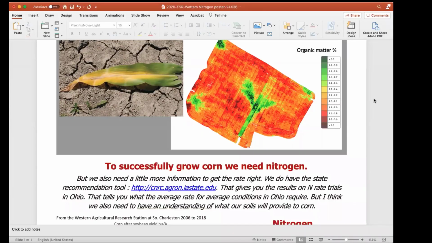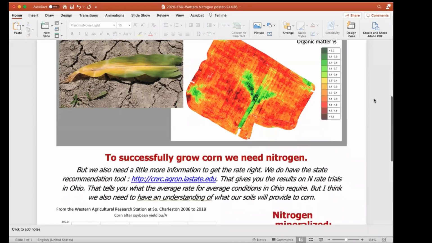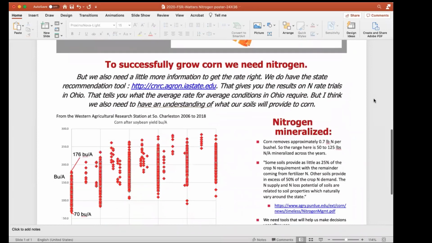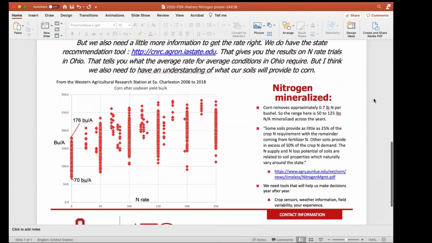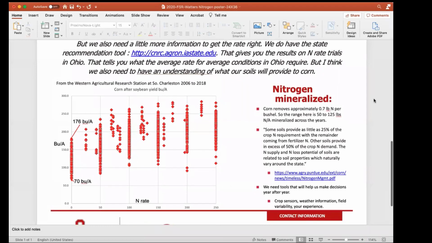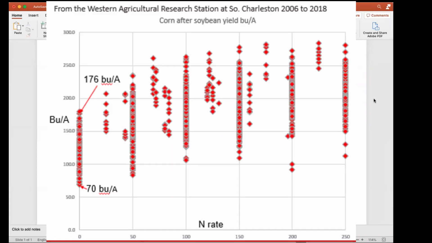So, with the work you've been doing down at Western Agriculture Research Station there at South Charleston, what have you been seeing that we're actually getting from the soils there, and what results are you getting out of those nitrogen trials? So I'll roll up my screen here a little bit more so you can see my nitrogen rate trial data. And so this is all the data points.